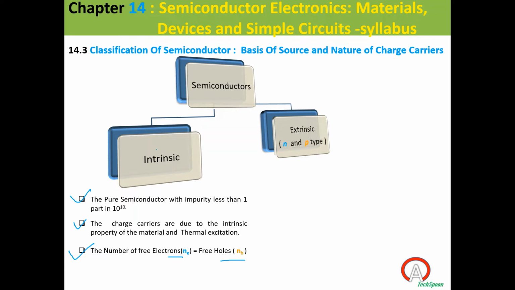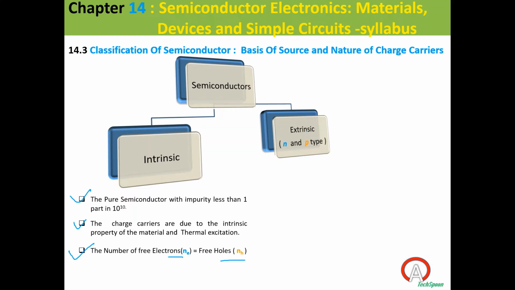So it is a pure semiconductor in such a way that if I divide into groups with each group having 10 to the power 10 atoms, that group will have only one impurity. That is intrinsic. And another important part is that the number of free electrons will be equal to the number of free holes.